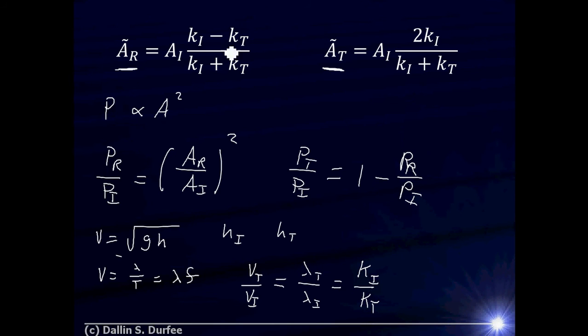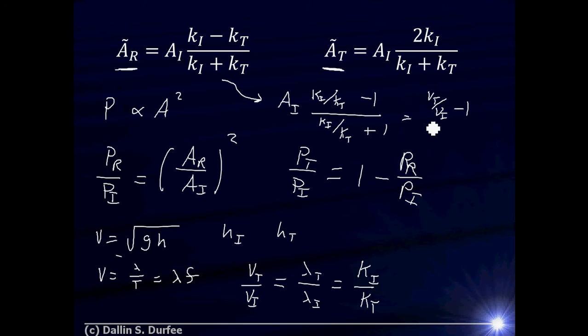All right, so if I come up here and look at this equation right here, if I divide top and bottom by k transmitted, this is going to be k incident divided by k transmitted minus 1, divided by k incident divided by k transmitted plus 1. I look at this equation right here, and I know k incident over k transmitted is just v transmitted over v incident. So this is going to be v transmitted over v incident minus 1, over v transmitted over v incident plus 1. Okay, so there's my amplitude.